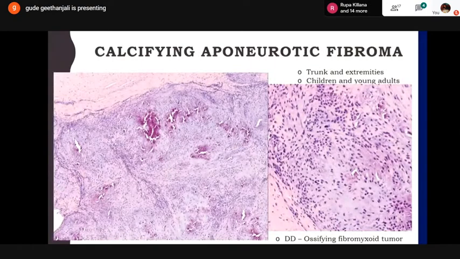So the next entity I'm going to describe, which is common in children and young adults, is calcifying aponeurotic fibroma. This calcifying aponeurotic fibroma is common in the trunk and also the distal extremities.